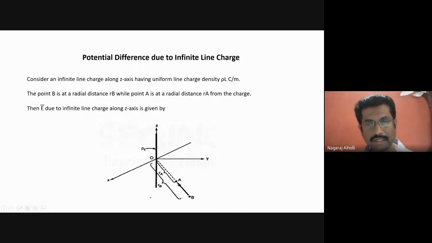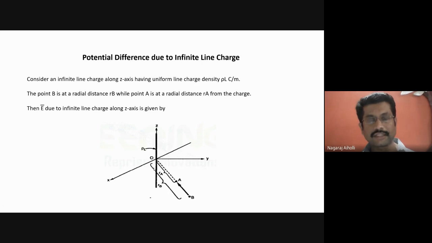Suppose you are considering a cylinder in the cylindrical coordinate system at point A, then this is the radius RA of that cylinder, and it is perpendicular to the surface of the cylinder and is called the radial distance RA. Then E bar due to infinite line charge, we know this equation already, we have derived it in module 1. What is the equation for E bar due to infinite line charge?